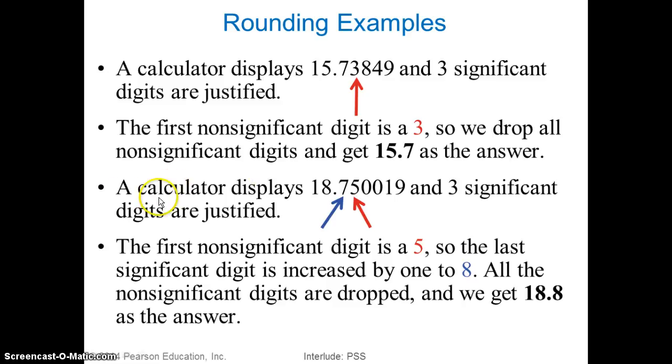And now let's say your calculator displays 18.750019 and we need to round to 3 significant digits. Our three significant digits are 1, 8 and 7. After that we have 5. So according to the rule, if the number is 5 or greater than 5, we add 1. So here we have 5, so we add 1, which means 7 is increased to 8. So our answer is 18.8. So that's how we can round numbers.